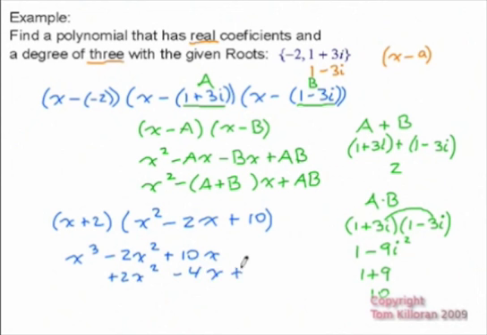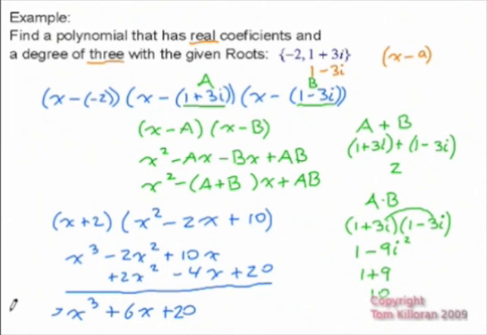and plus 20. So altogether, the possible polynomial that has these roots would be x cubed plus 6x plus 20. Maybe off by a multiple, like if you multiplied everything by 2 or multiplied everything by -1/3, but this would be the base polynomial that has these roots. And I'm going to call this p of x as a function. And that's it.